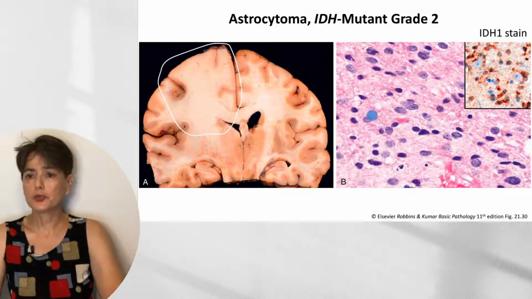This is a grade 2, so it's got increased cellularity, and the lesional cells are these hyperchromatic, somewhat angulated nuclei, which you can appreciate. One way that we can recognize that this tumor is IDH mutant is that we can do a stain for IDH1, which helps us to make this diagnosis.